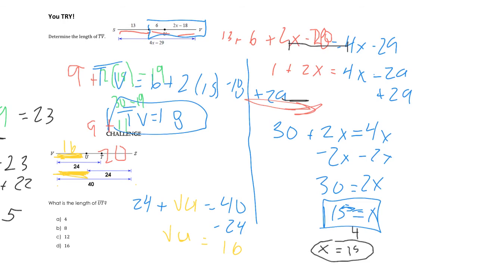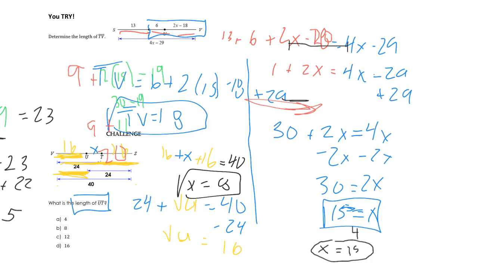Same thing could happen here. I got to find this piece, TS. Well, I see it's 24 plus TS would equal 40, so it's going to be 16 again. And I want to find UT. It says, what is the length of UT? So that's my x. There's no x in this problem, so I could add it here. So I just need to set up my equation. Now I got the three pieces of the line. I got 16 plus x plus 16 equals the whole thing, which is 40. I'm going to solve that really quick. 16 plus 16 is 32. Subtract 32 from both sides. x equals 8. So UT is 8.